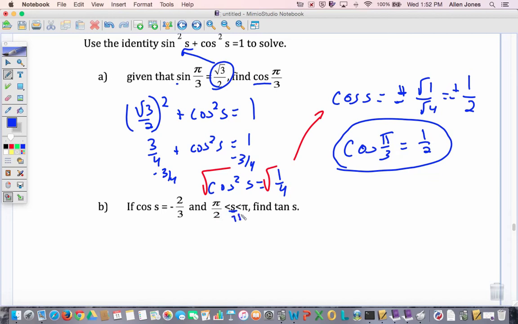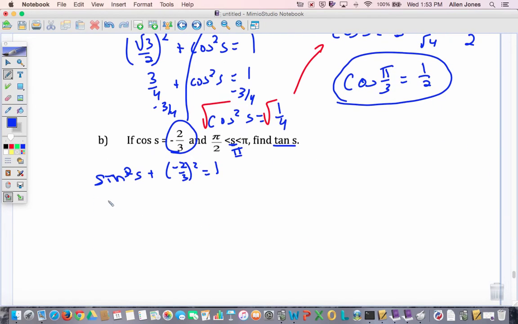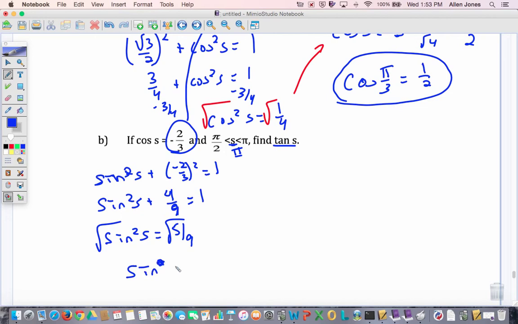Our next problem is not going to be on the unit circle. Cosine of s equals negative 2/3. s is between pi over 2 and pi, which tells us we're in quadrant 2, between 90 and 180 degrees. We're going to find the tangent of s. So I'm going to take this negative 2/3 and plug it in for cosine in this identity, and we'll say sine squared s plus negative 2/3 squared equals 1. And now we'll do some algebra to solve. Negative 2/3 squared is 4/9. Subtracting 4/9 from both sides, I get sine squared equals 5/9.